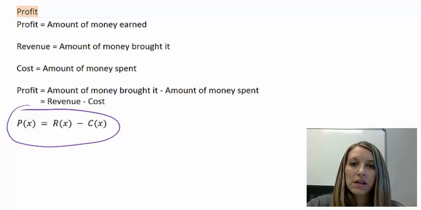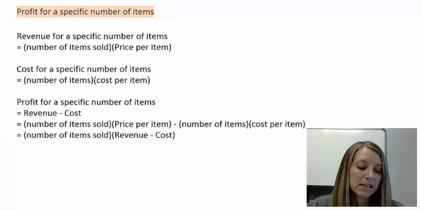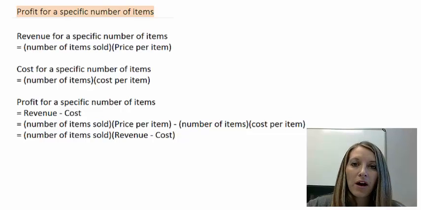Now that's pretty easy to understand, but we might have to adapt it depending on how the problem asks the specific question. One way it asks is that we don't just want profit in general, we want profit per item. So if they give us a set number of items, how do we calculate the profit depending on the number of items that we are selling, producing, or whatever the situation may be?